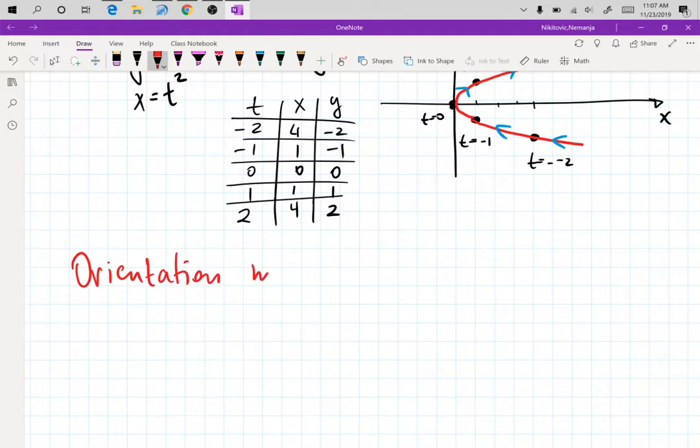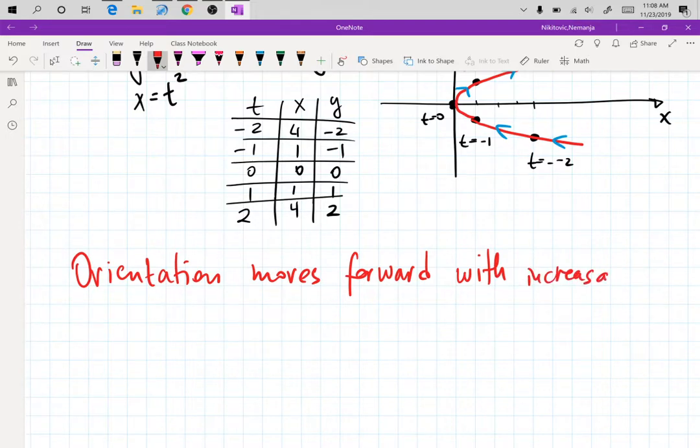Orientation moves forward with increasing t. It's important to know it's increasing. It's not just change, because change goes both ways. That's why we have positive and negative change. You have to understand it in such a way that as t grows, whatever way the function graphs is the way the orientation is.